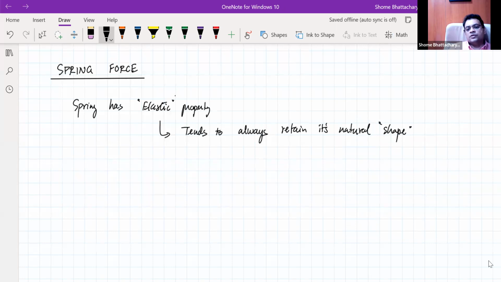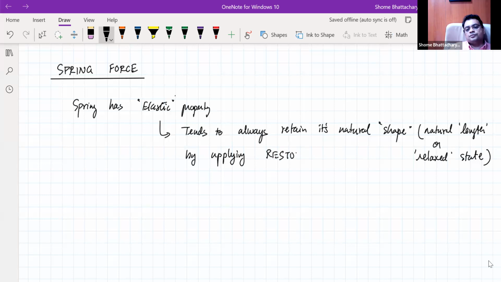Natural shape. In the case of the spring, we'll just call it the natural length, or the relaxed length, or the relaxed state, you can say. So it always tends to retain its natural shape by applying something called restorative force. Hence the name restorative, because it tends to restore itself back to the natural shape. So for example, if this is a spring whose natural length is L.